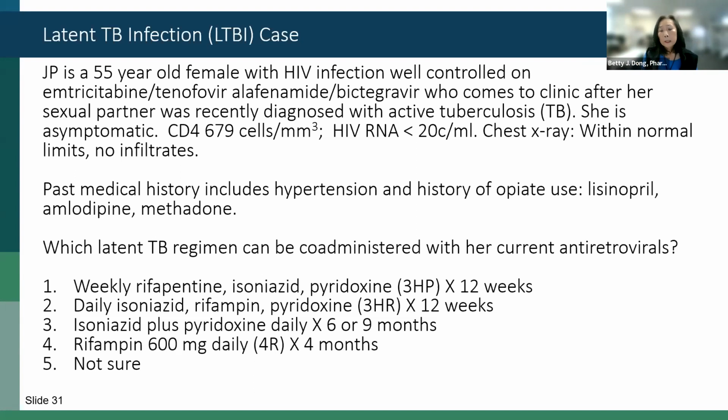Perfect. You guys are great. And I noticed that a number of you also picked isoniazid as the initial regimen of choice, and that is correct. So perfect. And I think if we can change her antiretroviral regimen, then we can do a number of the short-term regimens. But at this point, she would have to go with INH.